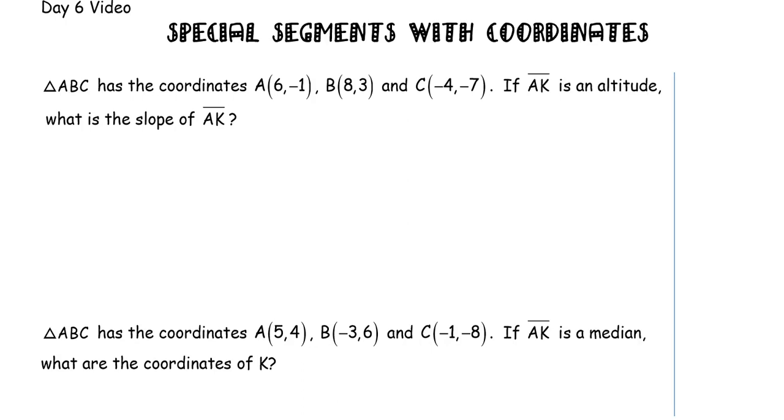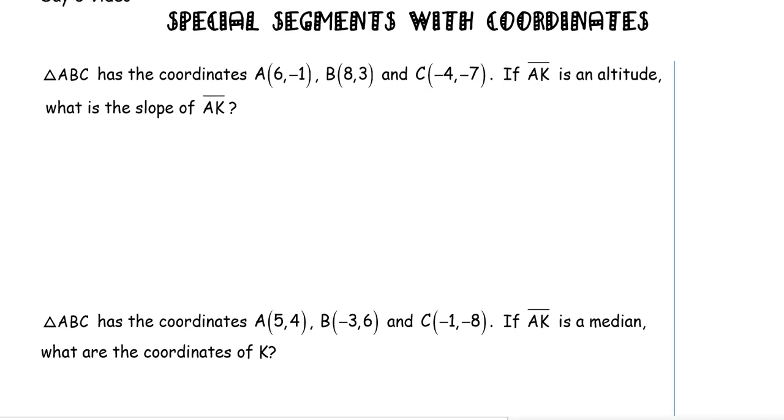Today's video is going to be looking at special segments in the coordinate world. So we're looking beyond the triangle. We are looking at the triangle, but we're looking at the triangle with coordinates versus the segment expressions and things like that. So we start with triangle ABC has the three given coordinates. If AK is an altitude, what is the slope of AK?